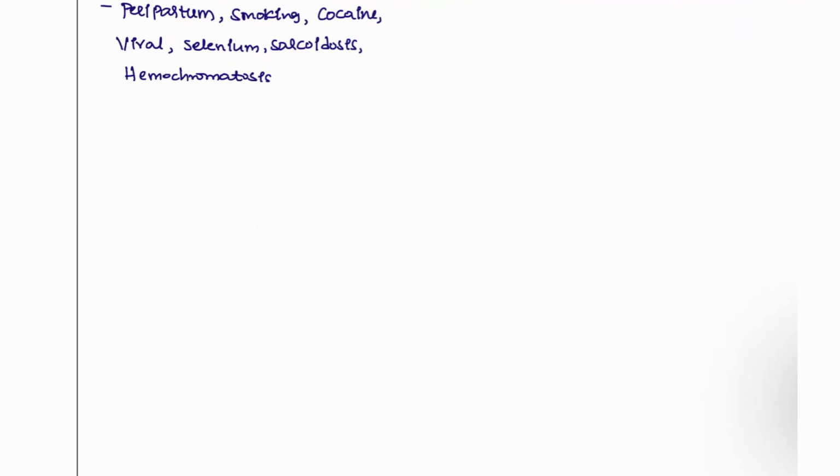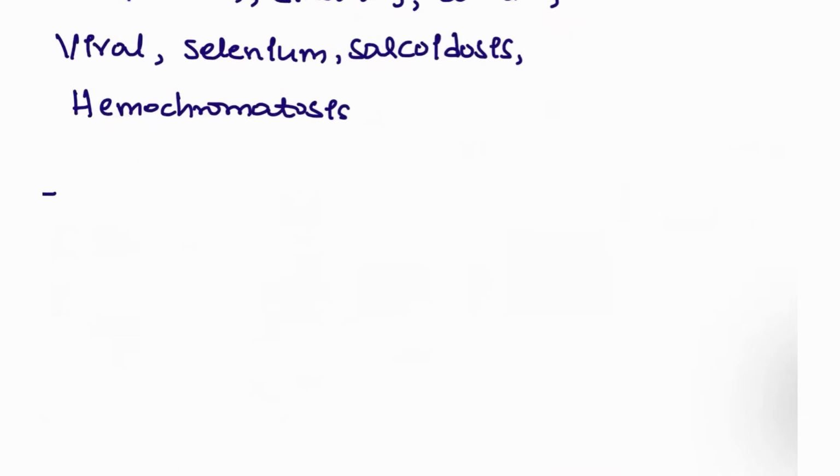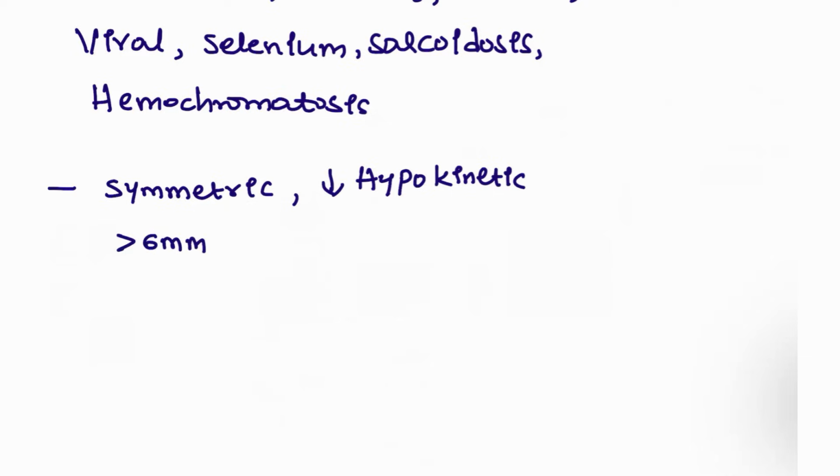How should the dilated cardiomyopathy be understood? In dilated cardiomyopathy, you can see it is completely dilated in all directions equally. So the dilatation will be symmetric. And how about the movement? The movement is going to decrease. So it is symmetric and hypokinetic. How much is it going to be dilated? Equal to or more than 6 mm, it is going to be dilated on all sides of the ventricles. So what is the treatment of choice for this patient?